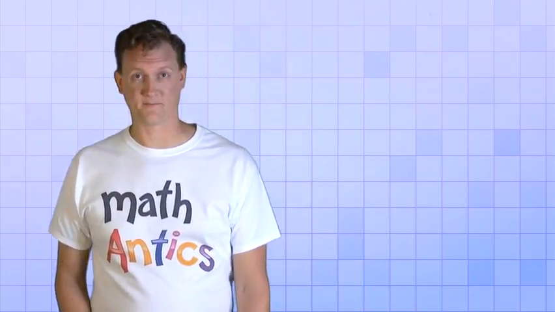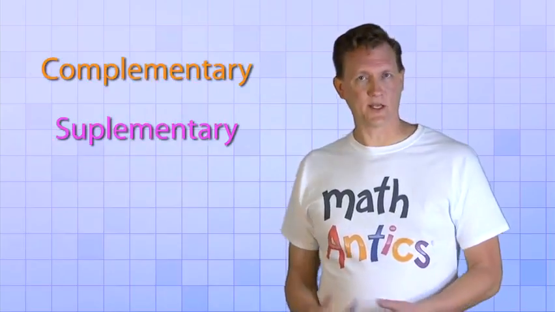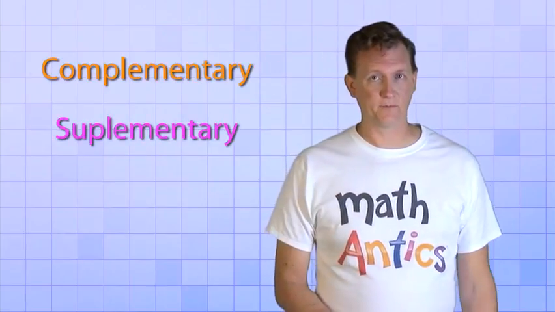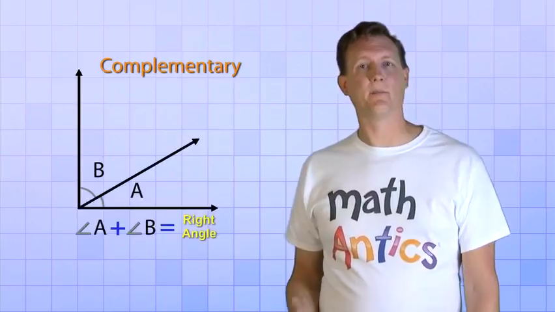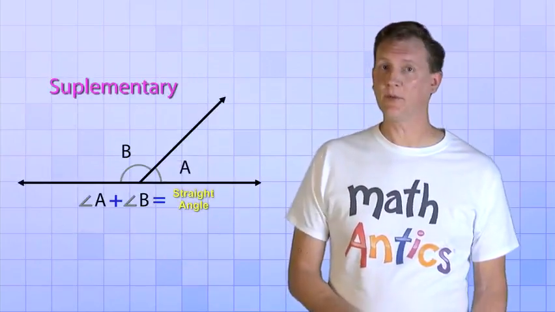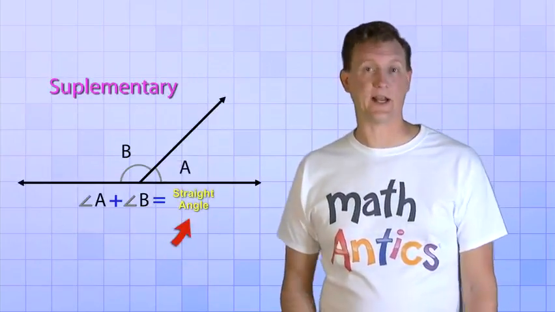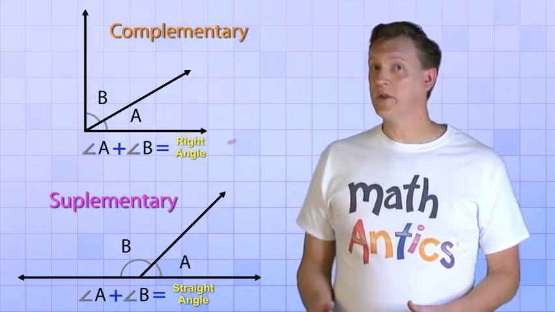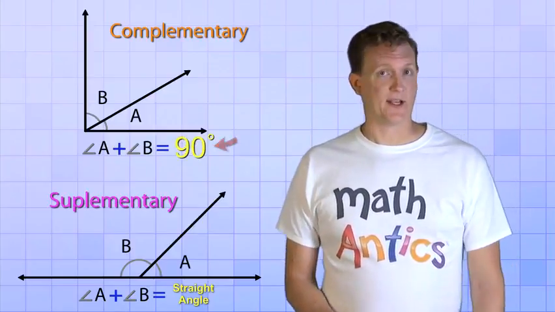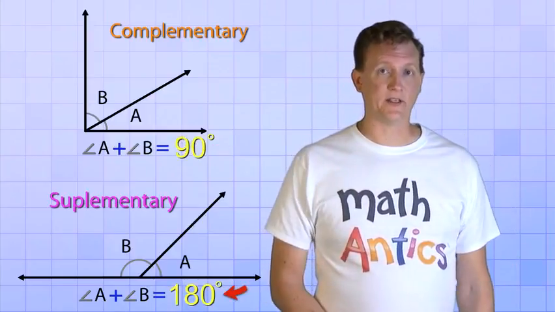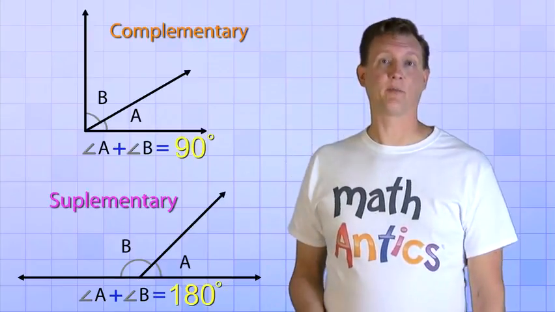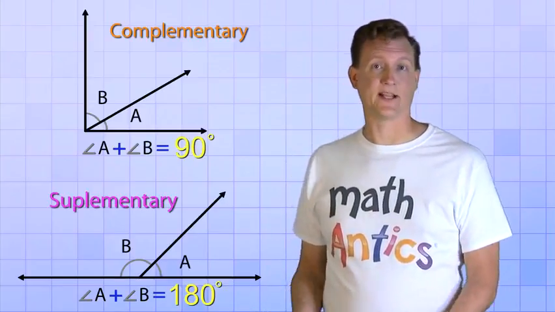All right, there's one more thing I want to teach you in this video because you'll probably see this kind of geometry problem on your homework or tests. Do you remember what complementary and supplementary angles are from the last video? Complementary angles combine to form a right angle, and supplementary angles combine to form a straight angle. Well, now that we know that a right angle is 90 degrees and a straight angle is 180 degrees, we can use that information to solve problems that have unknown angles, like this one.